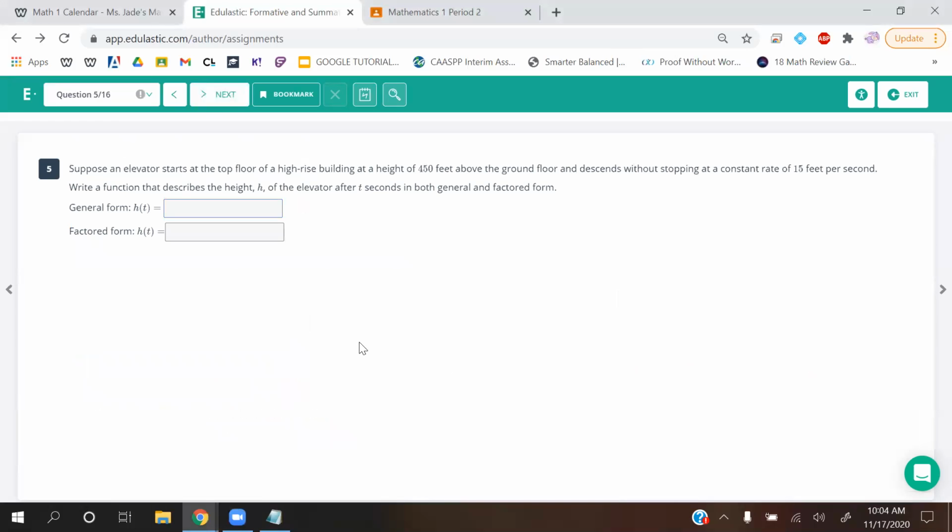Next. Okay, suppose an elevator starts at the top floor of a high-rise building at a height of 450 feet above the ground and descends without stopping at a constant rate of 15 feet per second. Write a function that describes the height of the elevator after t seconds in both general and factored form.